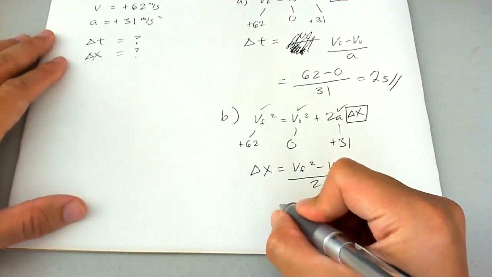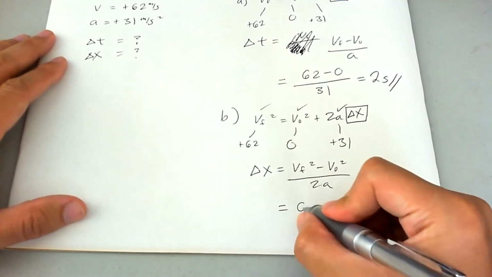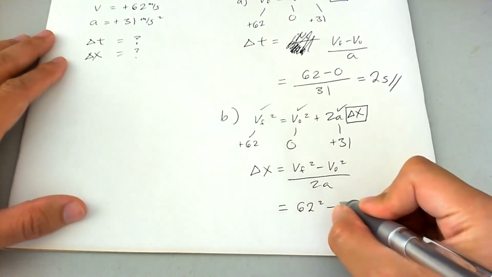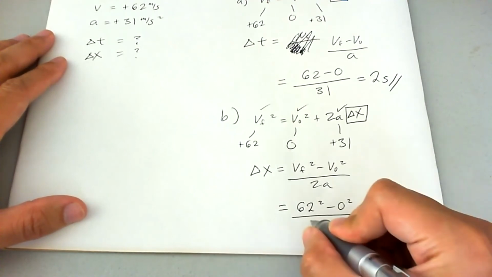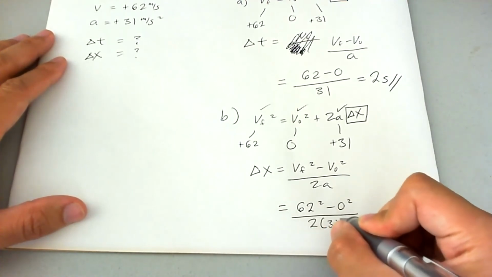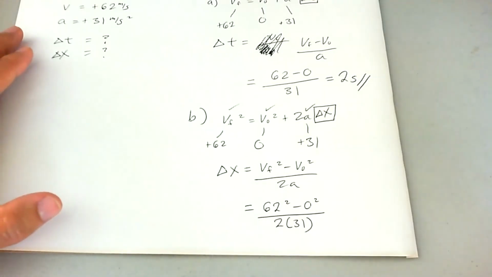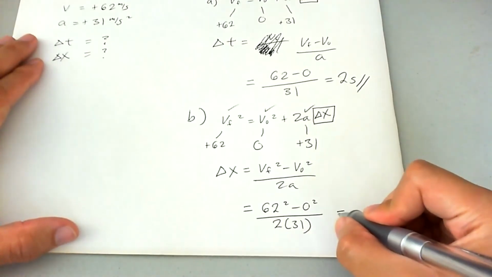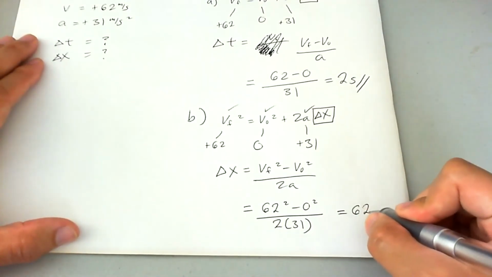Plugging in all the knowns, that's going to be 62 squared minus 0 squared divided by 2 times 31. After you plug it into your calculator, this ends up being 62 meters.